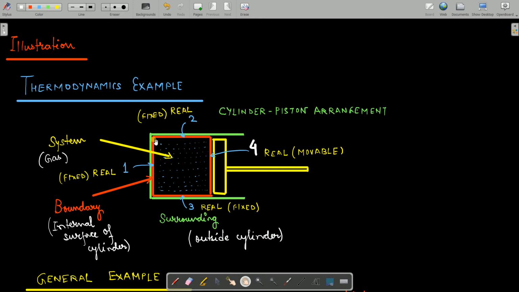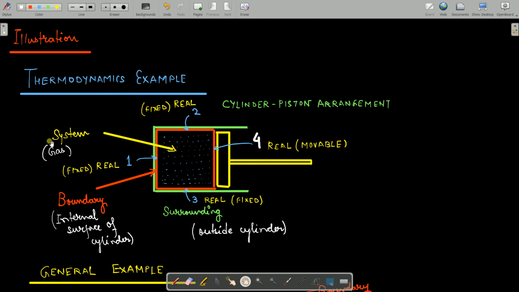The second boundary, as you can see, is again the surface of the cylinder. So here also it is real and rigid, real and fixed. Then we have the third boundary, which is real and fixed as well, the cylinder surface. And the fourth boundary, as the piston simply goes out and in, this boundary can move. It's real because this is the internal surface of the piston. The piston exists, you can touch it, so it is real. It's not imaginary. But since you can move this piston in and out, this boundary can move. That is why we consider this boundary to be real and movable.